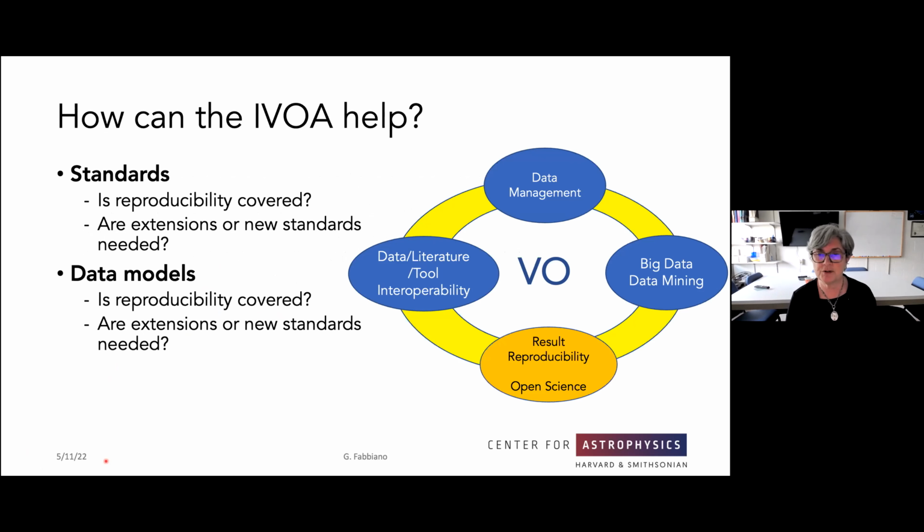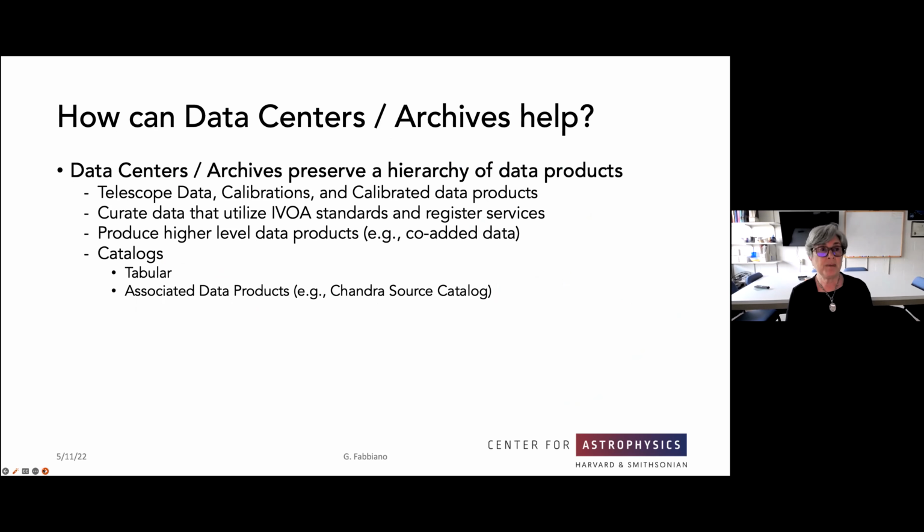So I just put here to remind us that there is a new bubble, reproducibility and open science, which is kind of already there in the three old bubbles of the IVOA in my sketch here. So one thing that we should do is to look at the standards and see if the reproducibility is covered and what extensions are needed, similarly for the data models. But there's also a place for data centers and archives.